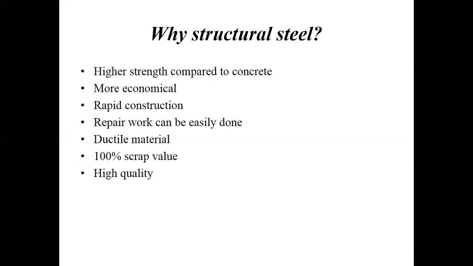And another type of material is called brittle. For brittle material, the percentage of elongation is less than 5%. Brittle materials means concrete, cast iron, stone, glass, they all come under brittle materials. The scrap value is 100% for steel components. Okay, and it is of very good quality when compared to concrete.